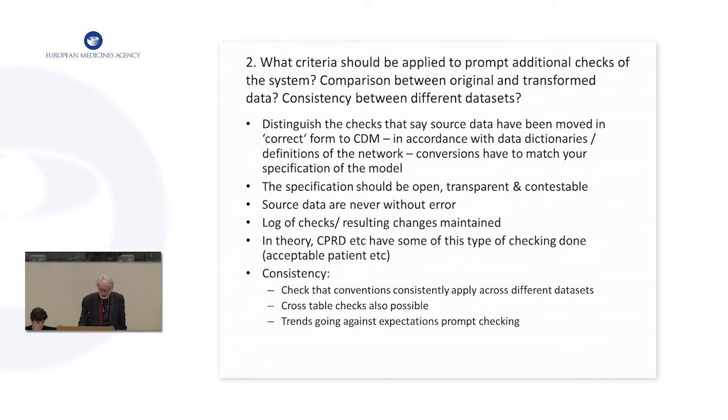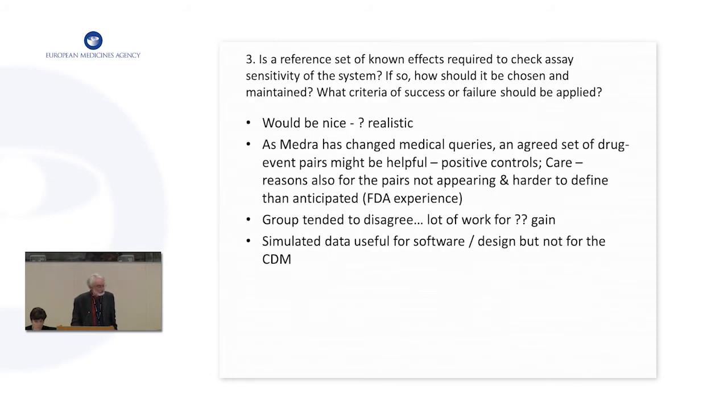Consistency across different data sets has limitations. Trends against expectations need checking, obviously. There was a lot of disagreement, in a sense, about a reference set of known effects, and Jeff in particular thought that there were possibly only 2 drug event pairs that everyone would agree on.